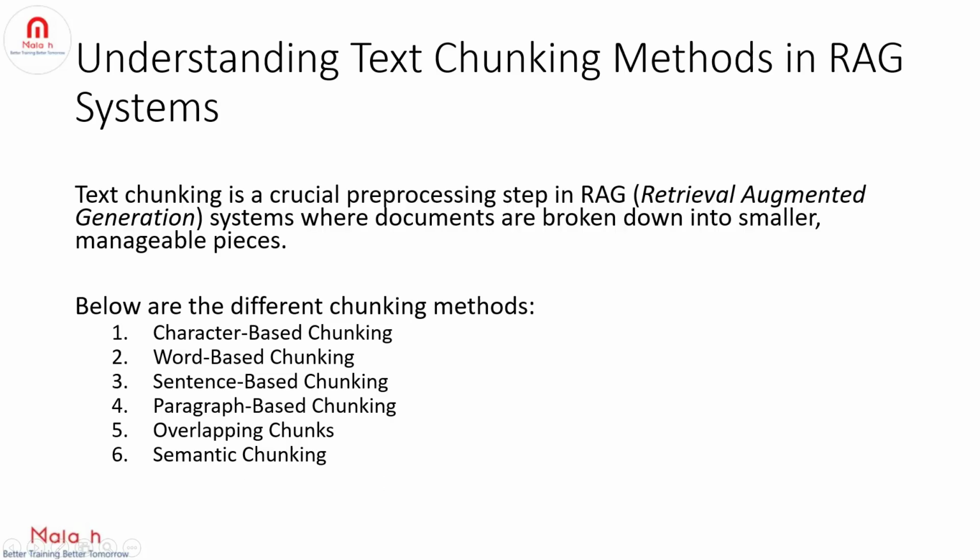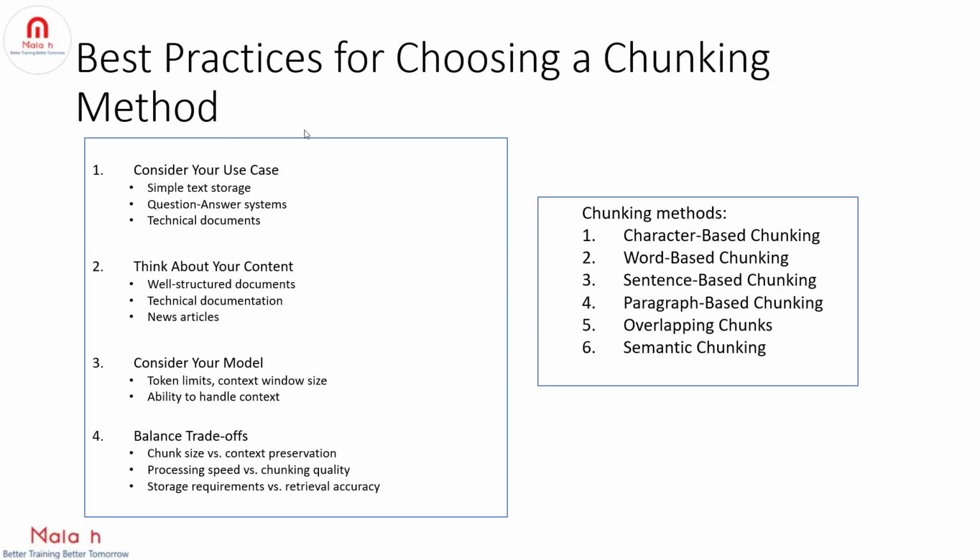All right, thank you. Let's talk about some of the best practices when you're trying to choose a chunking method. We learned we have different chunking methods like character-based, word-based, sentence-based, paragraph-based, overlapping chunking, or semantic chunking. Let's see the best practices. The first thing is to consider your use case. For example, if you're trying to build an application with simple text storage, go for character-based chunking, or you can also use word-based chunking.